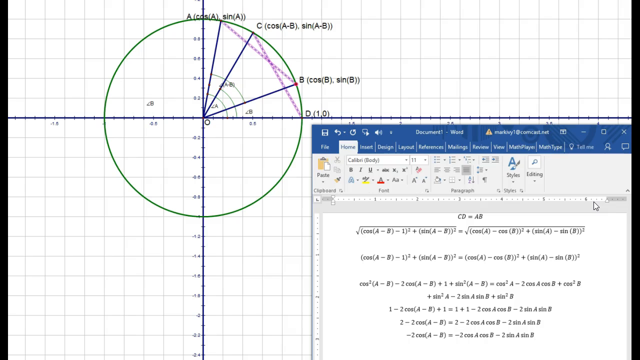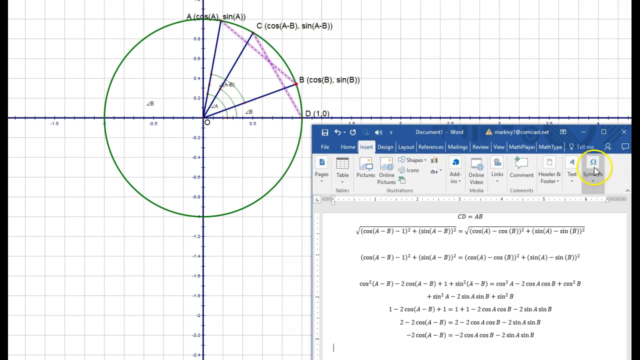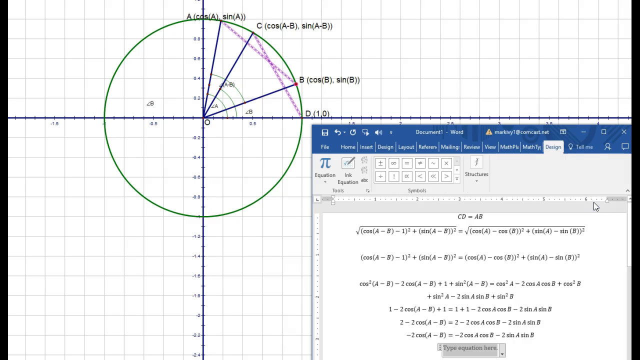Divide each side by negative 2, and we finally get cosine of A minus B equals cosine A cosine B plus sine A sine B.